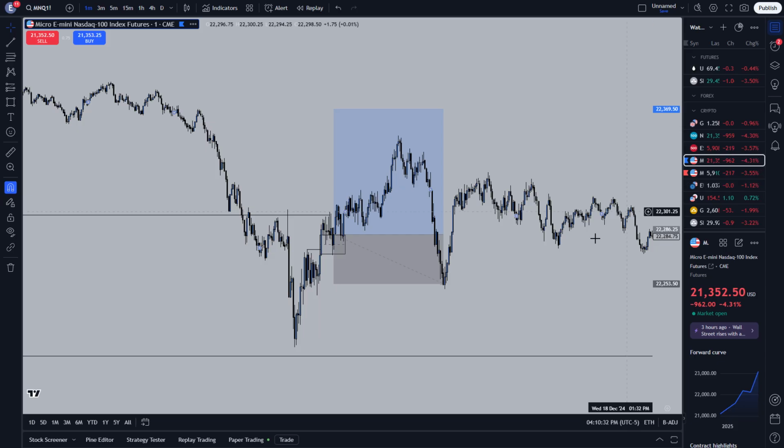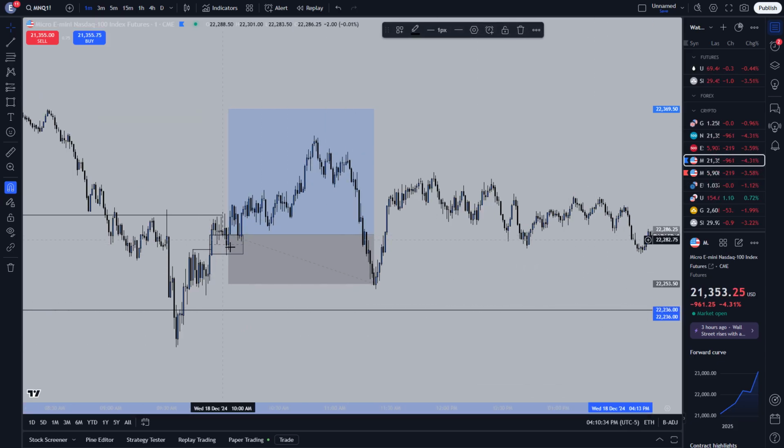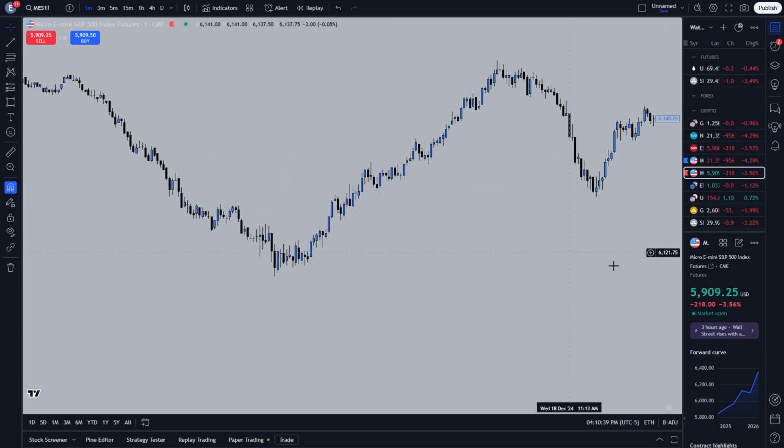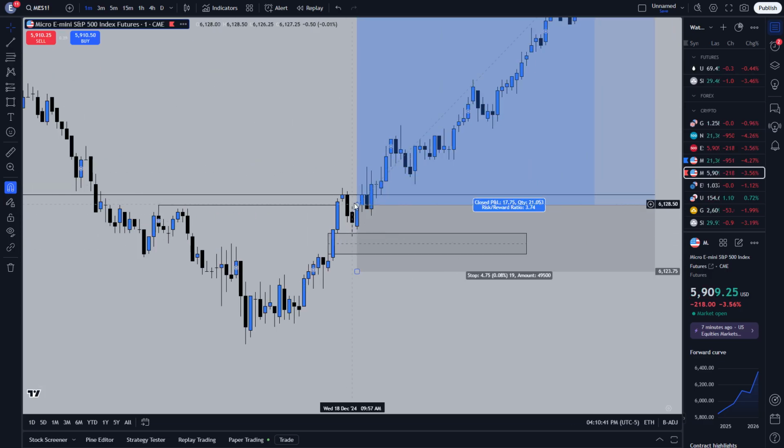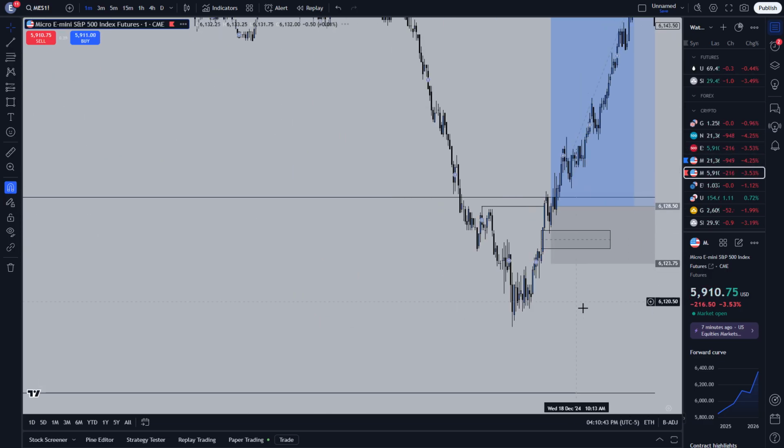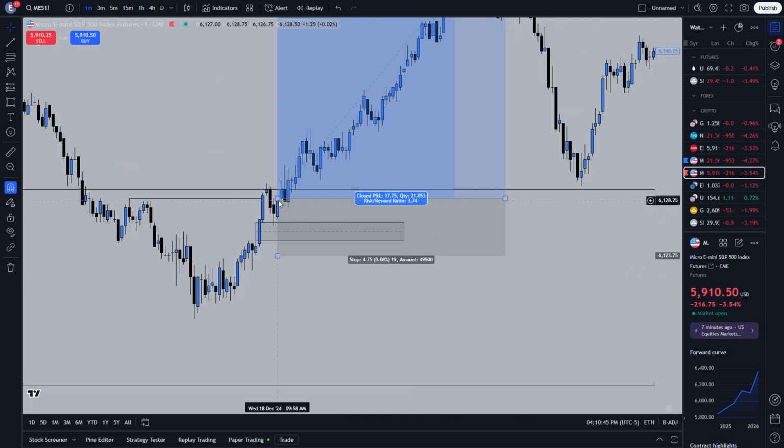Another thing is that on NQ, we tapped into this 1-minute imbalance, and then we're chopping around at it. But ES tapped into the imbalance, and then immediately displaced out of it, giving clear confirmation to the upside, which is just overall better. So I probably should have taken it on ES.